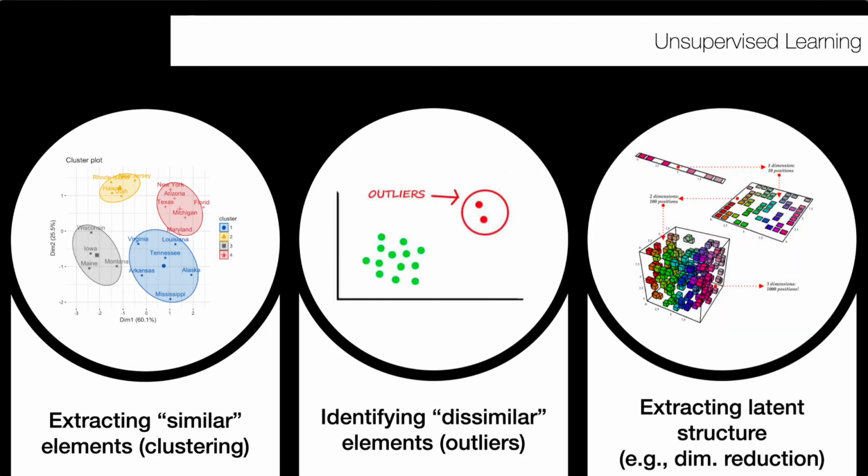And also we have extracting latent structure, where we have a lot of data. We want to be able to reduce its dimensionality or find some lower dimensional structure or some embedded structure here, even if we don't necessarily have examples of what that structure may be. So when we talked about dimensionality reduction, this is primarily an instance of unsupervised learning.